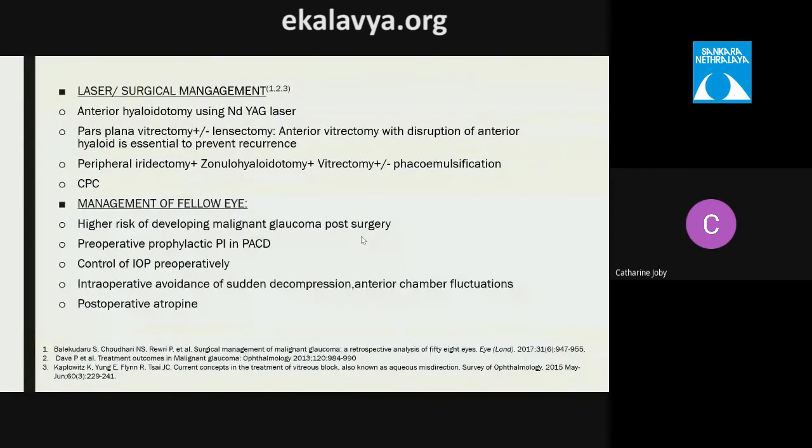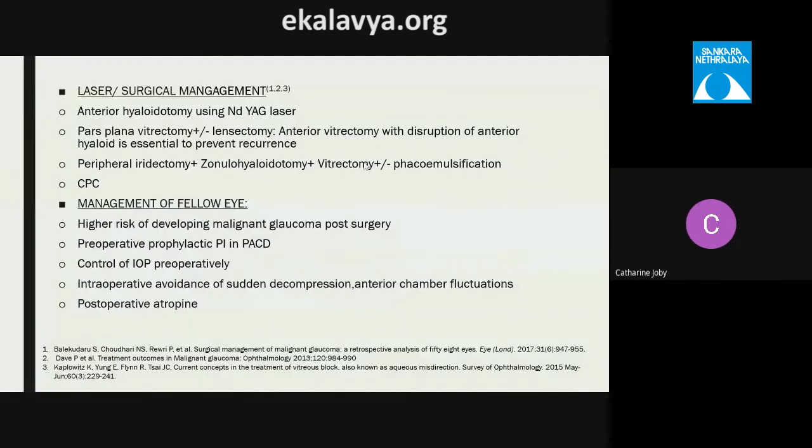If the medical management is not effective, we can go ahead with laser treatment or surgical management, which includes anterior hyalotomy using Nd:YAG laser, which disrupts the anterior hyaloid phase, and pars plana vitrectomy with or without lensectomy. Anterior vitrectomy with disruption of the anterior hyaloid is essential to prevent recurrence. Peripheral iridectomy and zonulohyaloidotomy plus vitrectomy with or without phacoemulsification restore the lens status, and cyclo-cryotherapy is reserved for unresponsive cases with poor vision potential.